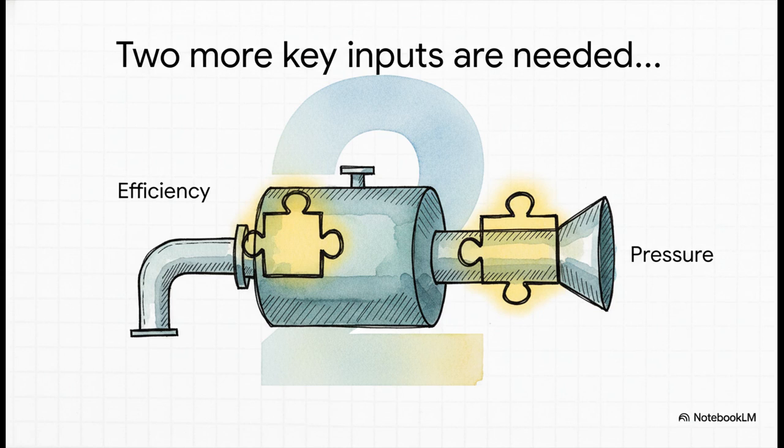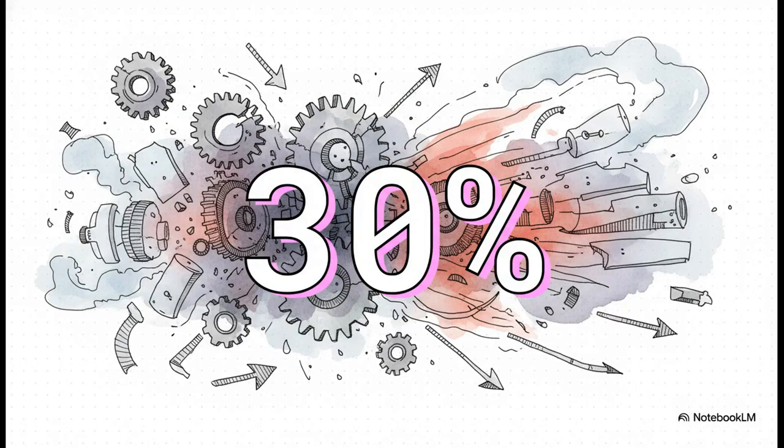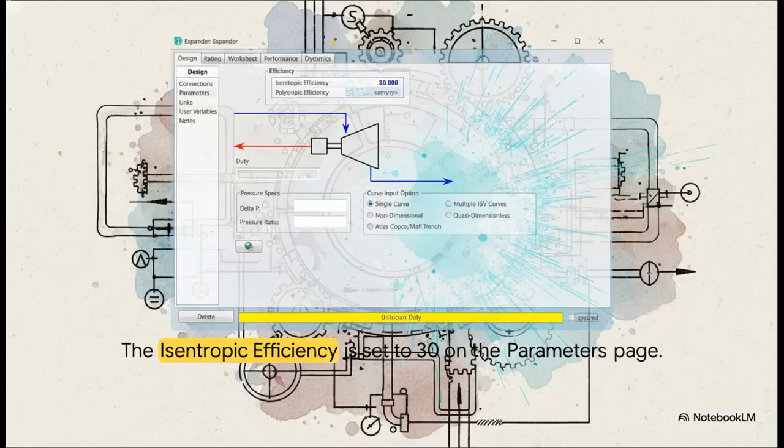Okay, the simulation needs two more key inputs to solve this puzzle. What are they? First up is isentropic efficiency. The problem states our expander is only running at 30% efficiency. So we just pop that 30% value right here on the parameters page in the expander window.